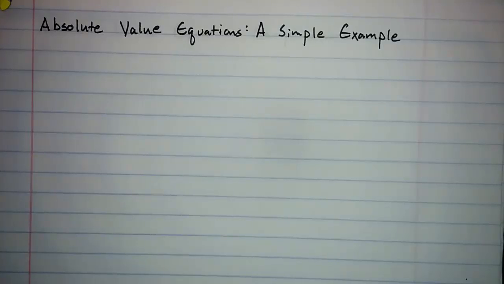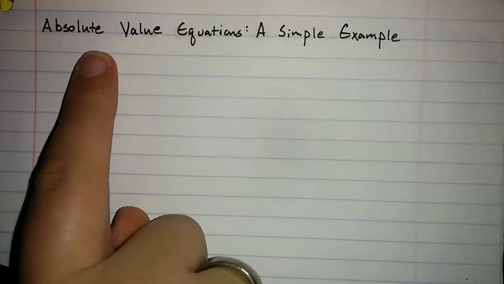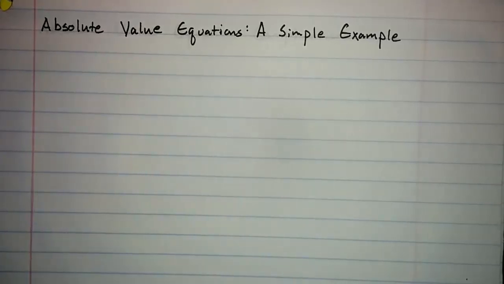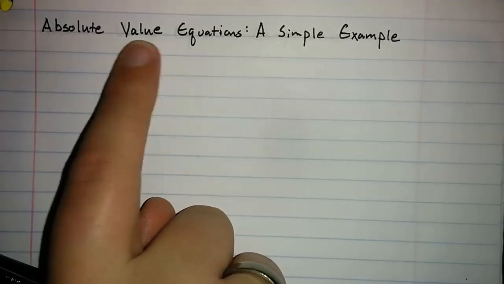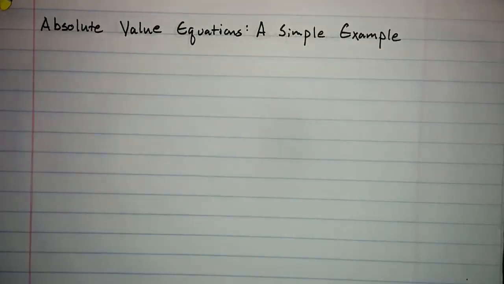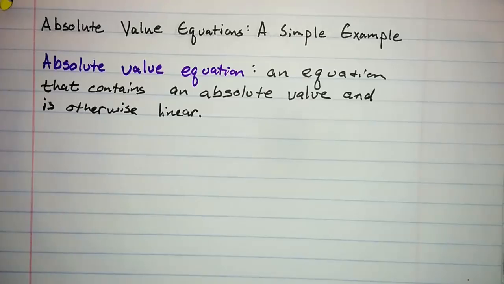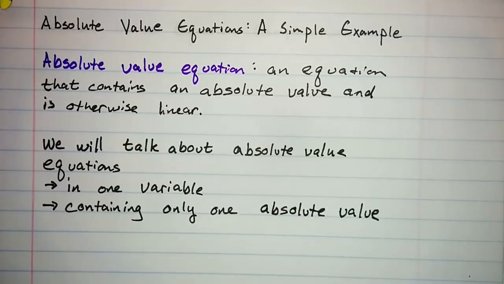So now that we know about the absolute value function, let's talk about equations that contain an absolute value. We're going to call an equation that contains an absolute value and is otherwise linear an absolute value equation. We're going to talk about absolute value equations in one variable that contain only one absolute value. And this will simplify our discussion somewhat.